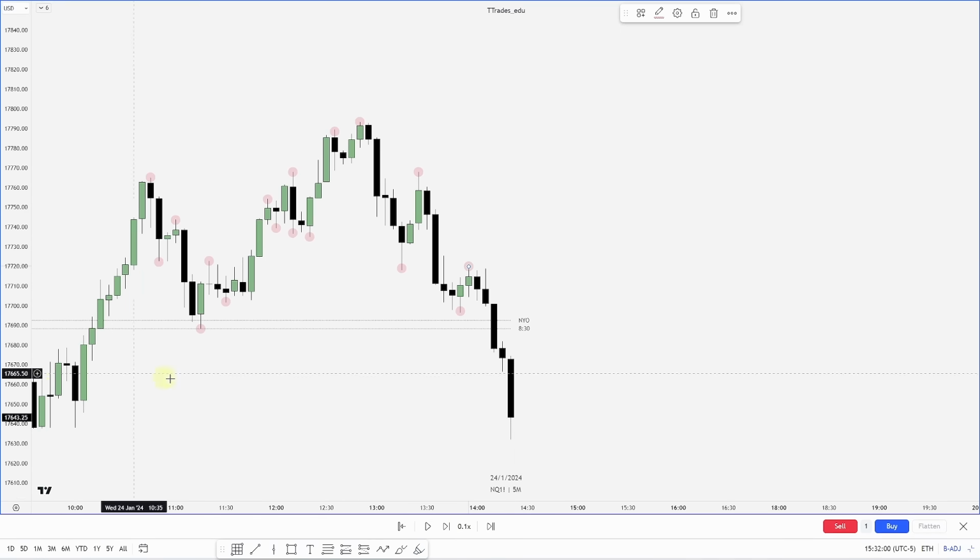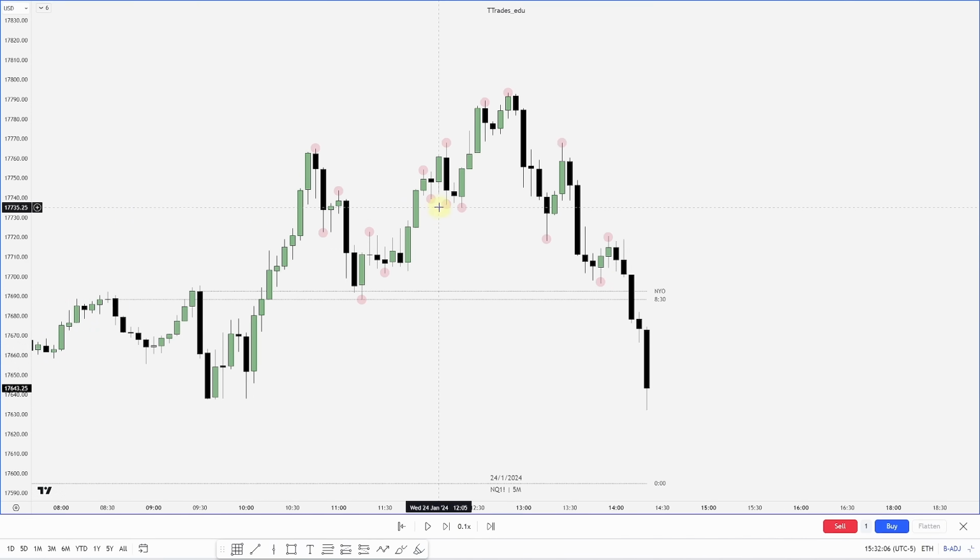And we continue lower. So you can see it sometimes does get a little bit messy, but just focusing on swing highs and swing lows and the displacement around them, or the lack of displacement around them, can give you clues to where price is heading and where it is shifting.